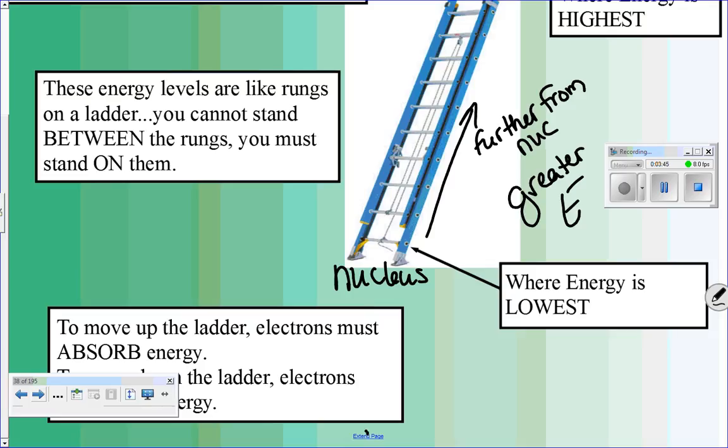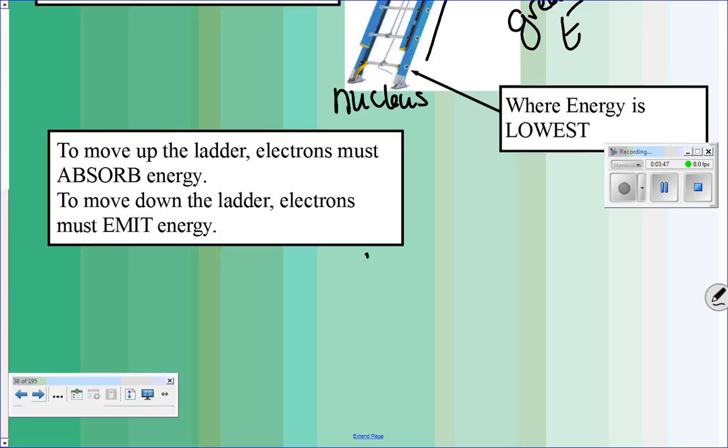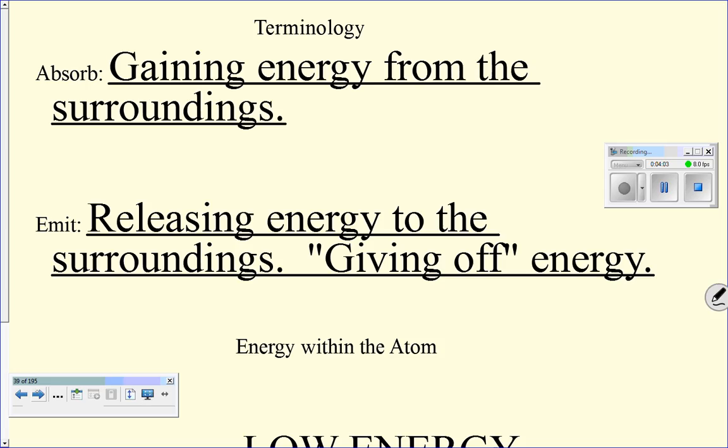In order to move from one rung of the ladder to another, electrons must either absorb or emit energy. So if an electron wants to go up to a higher energy level, it has to absorb energy. If it wants to move down to a lower rung, it has to emit or give away energy. To absorb energy means gaining energy from the surroundings, whereas emitting is kind of like giving away. It's the idea of releasing energy to the surroundings. Remember, we have this law of conservation of energy. It's not created or destroyed. It has to either be given away or converted to something else.